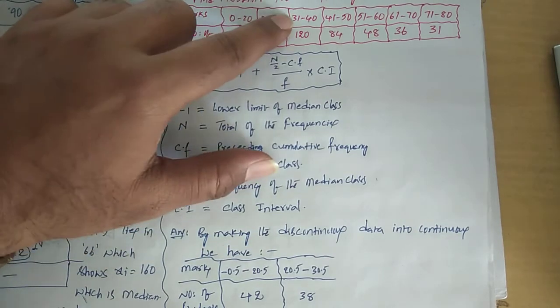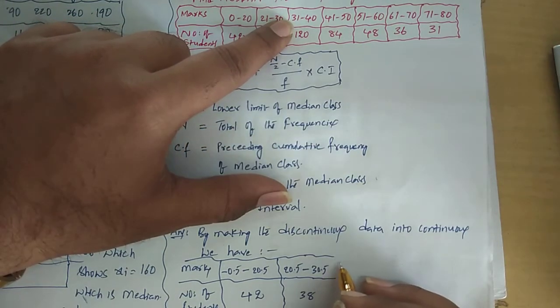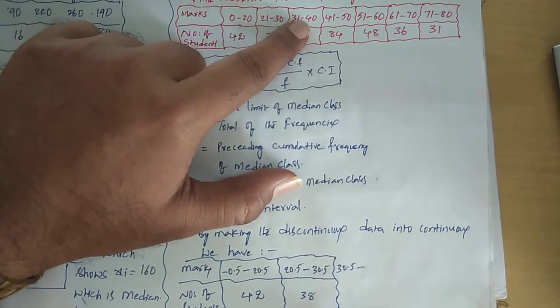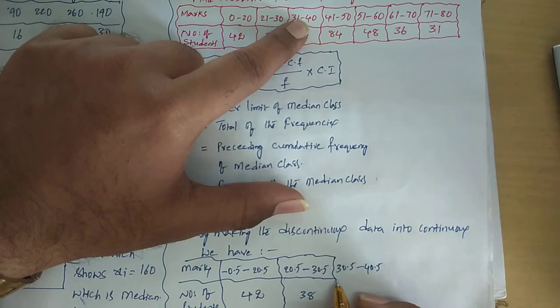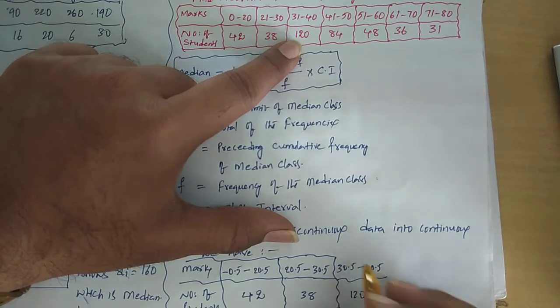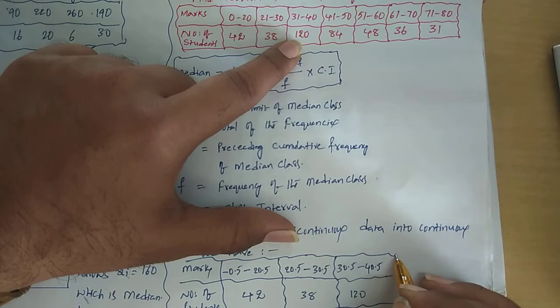Now again you go to the next value. So 31 minus 0.5, how much will you get? 30.5. Then 40 plus 0.5, so how much will you get? 40.5. Okay. Now what is the corresponding frequency value? 120.